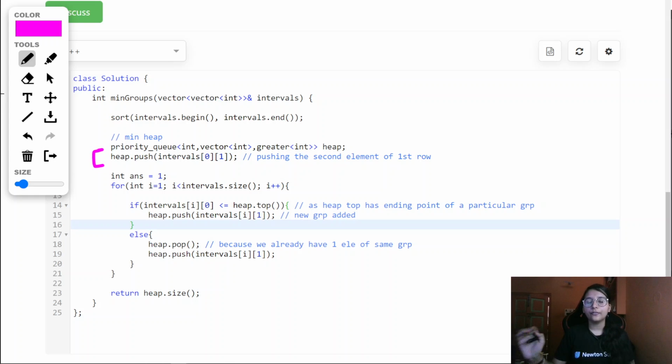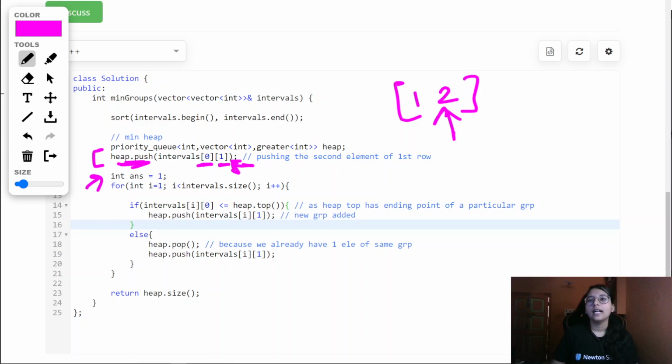Now comes the part where first we will be pushing our first interval itself into our heap. So here we are taking the first row and the second column. Basically when we are having 1 and 2, this particular 2 would be pushed into our heap, because what we are doing is pushing all the ending elements into our heap. And at the starting we'll keep our answer as 1, because in the worst case scenario, when all the intervals are unique, we are required to return the answer as 1 itself.